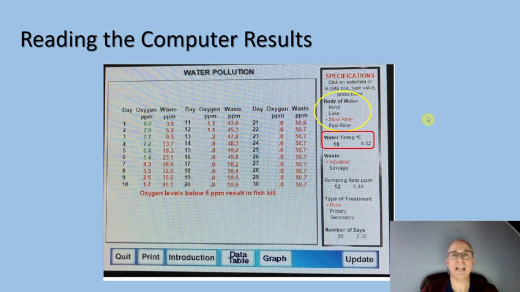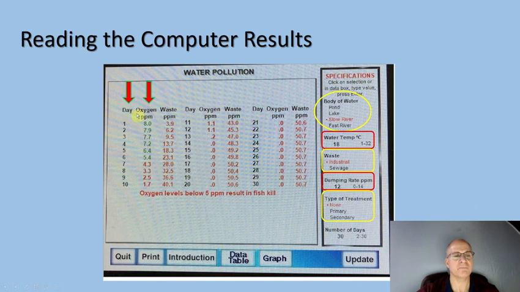Below that, there's the temperature of the water. The type of waste, is it industrial waste or is it organic waste like sewage? What is the rate of waste being dumped into the water? What type of treatment? Is there no treatment? Is there primary treatment? Is there secondary treatment? And then below that, the number of days. Notice on the table over here, we also see the days, 1 through 10, 11 through 20, and 21 through 30. And here's an arrow pointing to days 1 through 10. We also see the amount of oxygen for days 1 through 10 here.